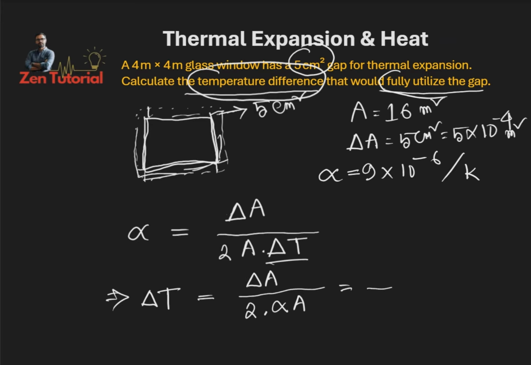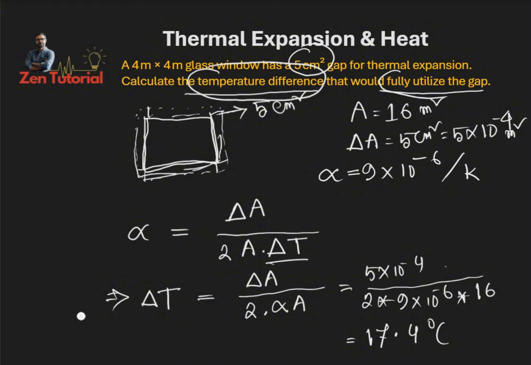Now plug in all these values. So del A is equal to 5 times 10 to the power minus 4, the value of alpha is equal to 9 into 10 to the power minus 6, and the area is 16 meters square. So the temperature difference is 17.4 degree Celsius. So this is the final answer.